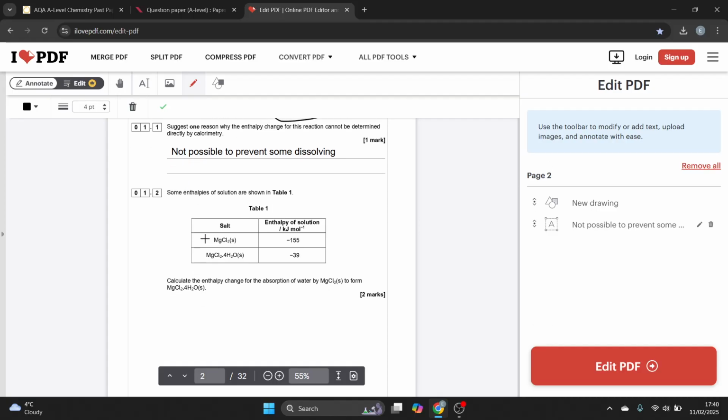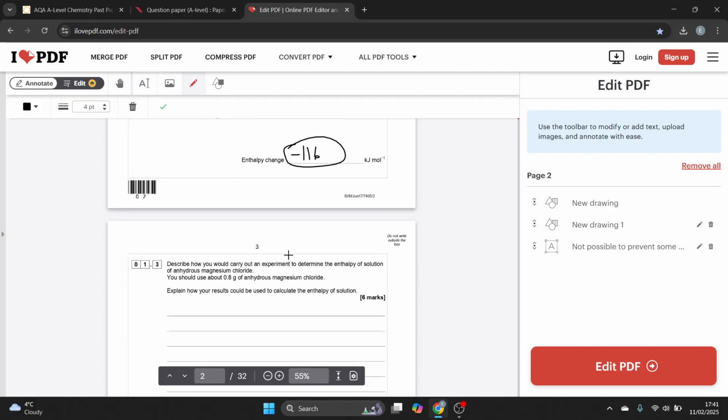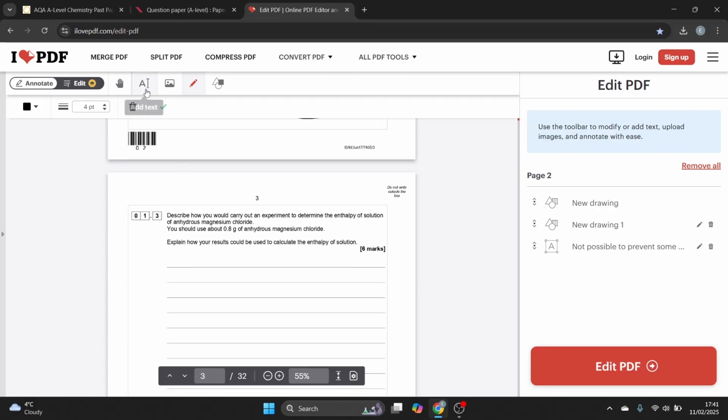So it's basically going to be minus 155 minus 39. So minus 155 plus 39, which is minus 116, because we can multiply by minus 1. And that's again using creating cycles and being able to do that as well.